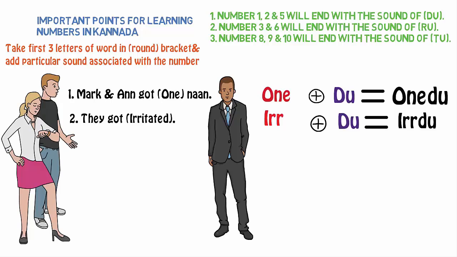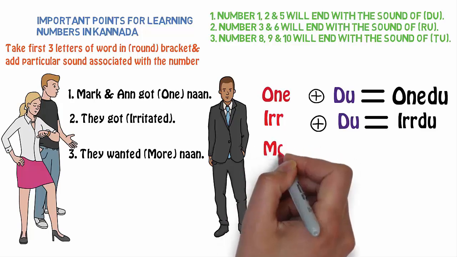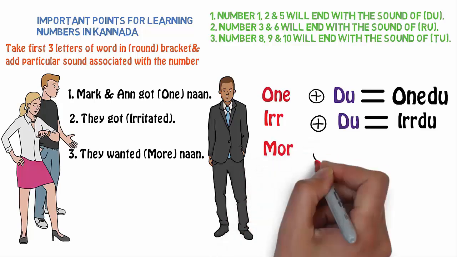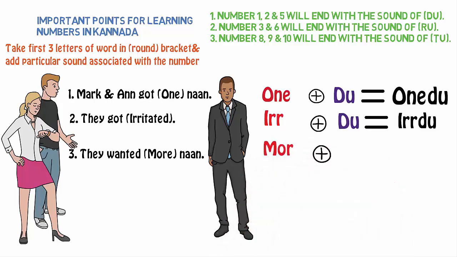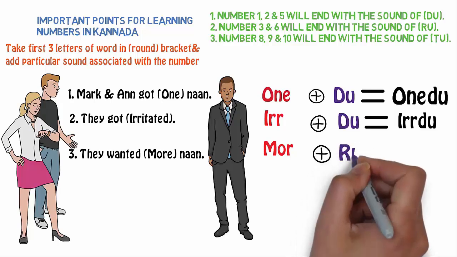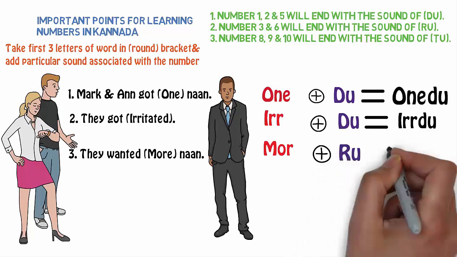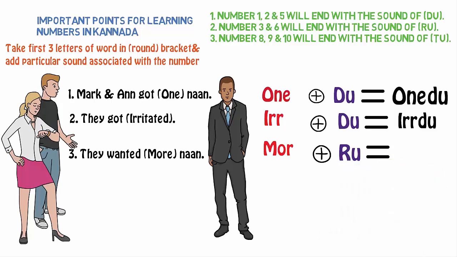Coming back to the third line of conversation, now when they got irritated, they asked that they wanted more naan. So here more is our third keyword. We'll take the first 3 letter of the word more, which is M-O-R, and then add the kind of sound which is associated with number 3, which is R-U, ru. So it will be M-O-R plus R-U, muru, which is number 3 in Kannada. Muru.